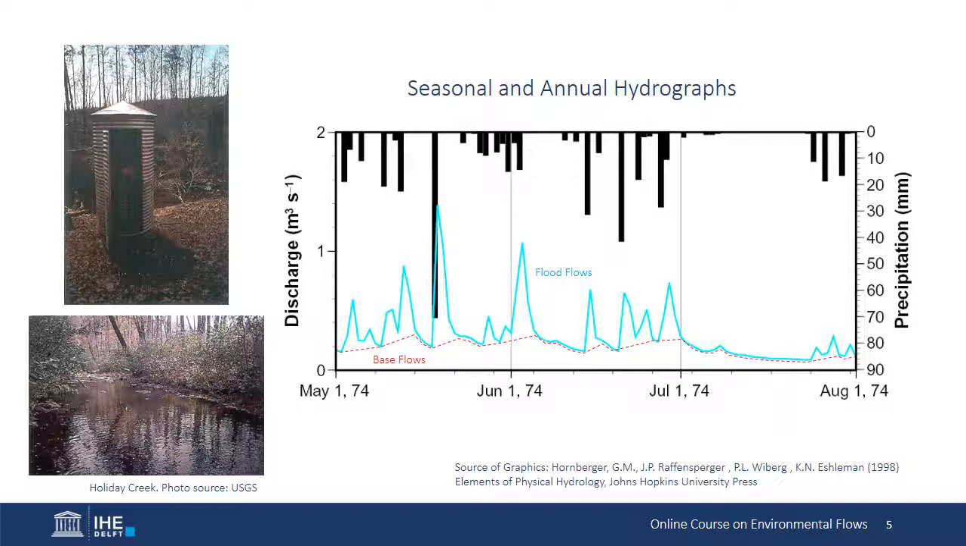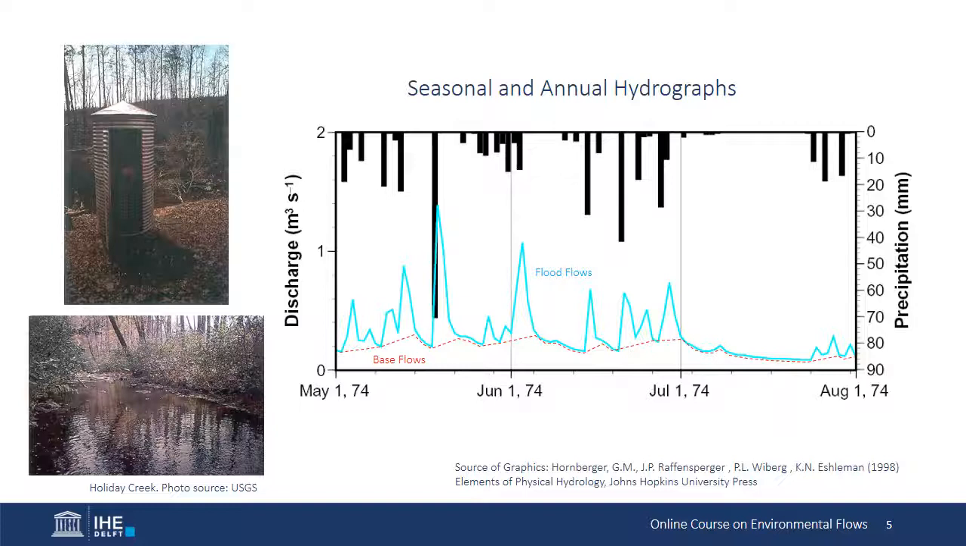With a well-rated and operational gauging station, hydrologists can collect data on magnitude, duration, frequency, timing, and rate of change of flow, extending over days, seasons, years, and ideally decades. The hydrograph in the figure shows the 1974 summer flow regime of Holiday Creek, Virginia. Also plotted are the time and magnitude of rainfall events during that summer. The stream drains a small catchment of just 22 square kilometers, so there's a close relationship between flow and rainfall.